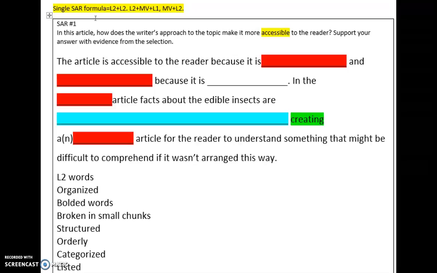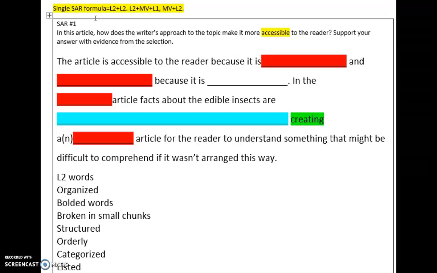It's asking, how does the writer's approach to the topic make it more accessible to the reader? And this article was the one about bugs that we read recently, and it looked something like this. If you remember, it had the insects listed, and it was very short, chunky text. It wasn't all one giant article, and it was labeled. Each insect was labeled, and it was in a list, so it did make it a lot easier to read. Let me get back to the question. So again, how did the author make it easy for us to read and get information from this article?